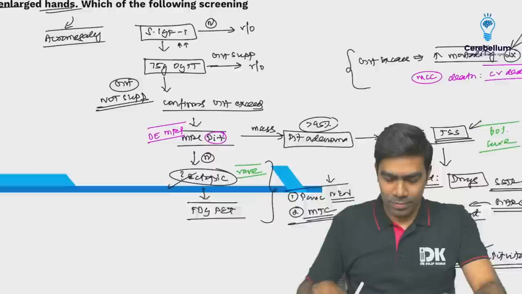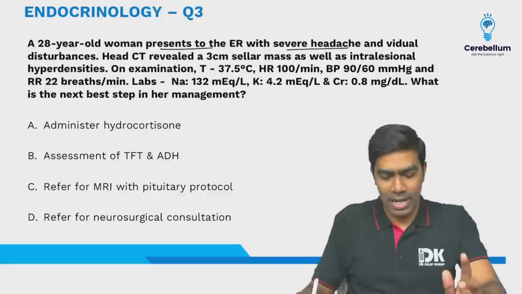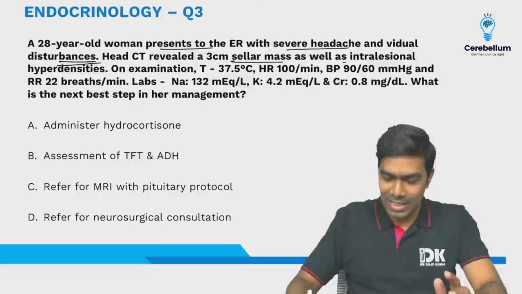Okay. So going to question number 3. This question, you know very well now. It's an interesting question. A 28-year-old woman presents to the emergency room with severe headache and visual disturbances. CT revealed a 3 cm sellar mass as well as intralesional hyperdensities. Sellar mass with intralesional hyperdensities.